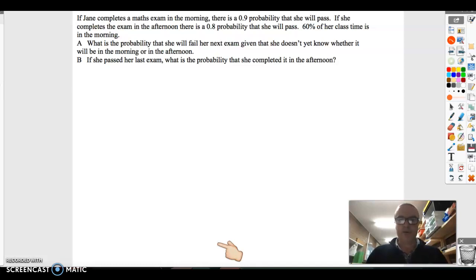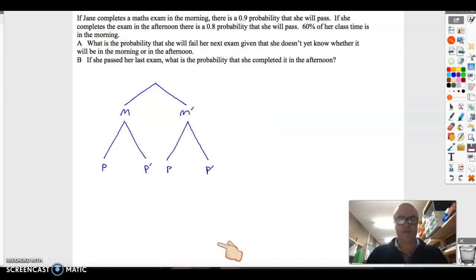Let's look at how we will construct a tree diagram. The first stage of this problem concerns whether it's going to be the morning or the afternoon. We're told that 60% of her class time is in the morning, and you'll notice that I'm not using A to represent afternoon. I'm using the complement of the morning. So another way of thinking about the afternoon is to use the complement of M.